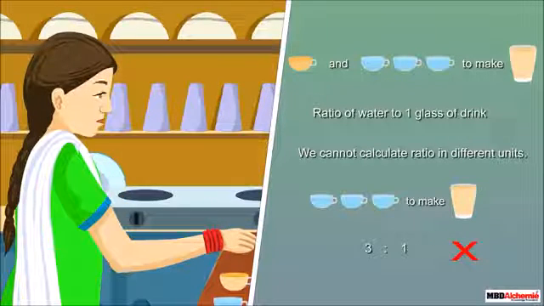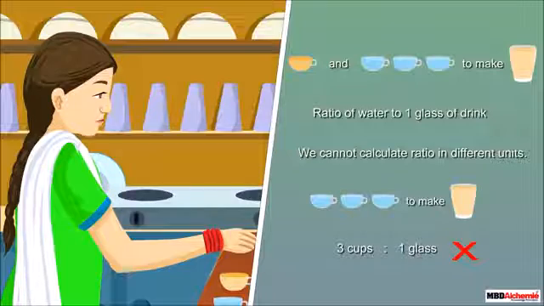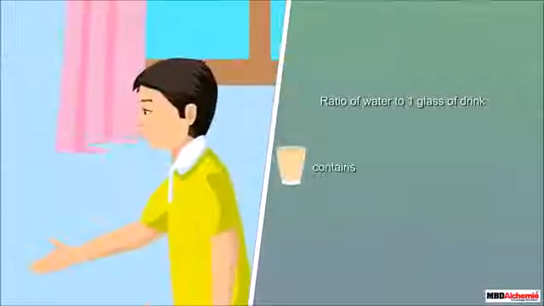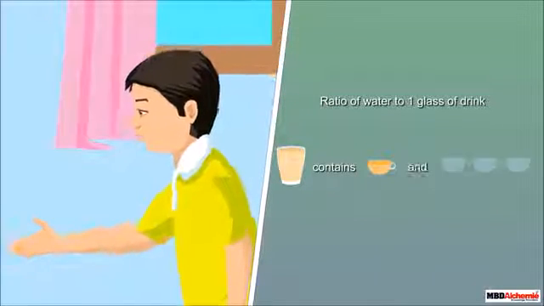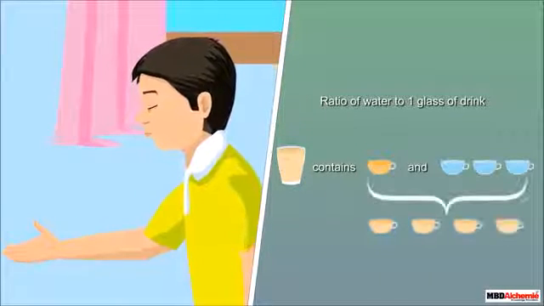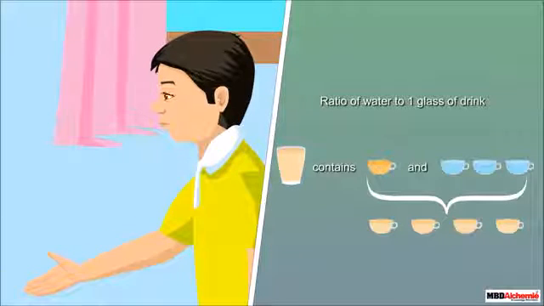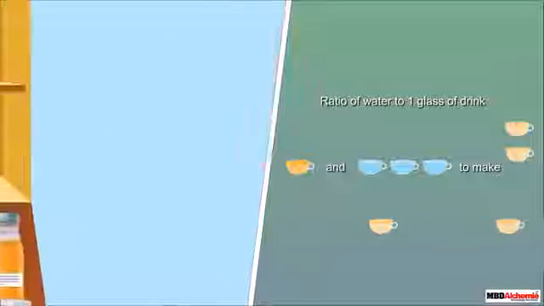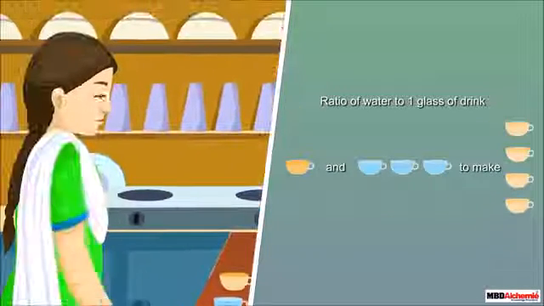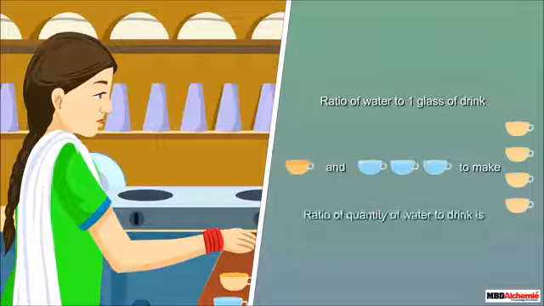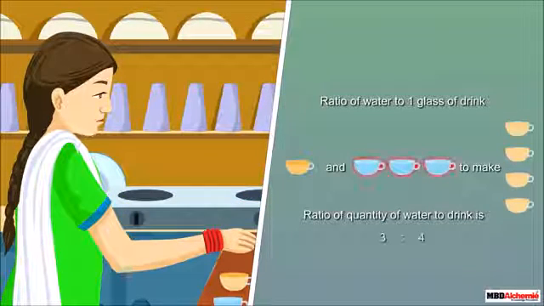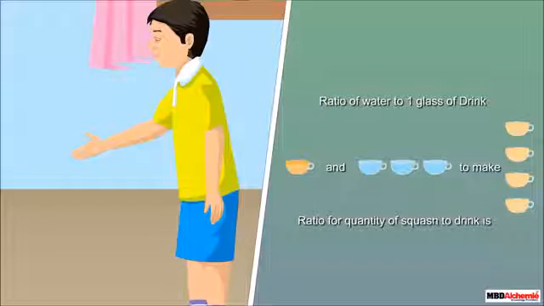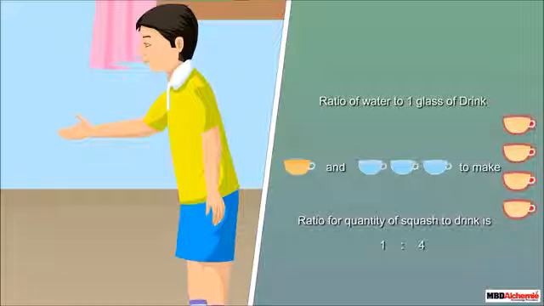Here, the unit for water is 3 cups. Then we have to use the same unit for the drink also. 1 glass of drink contains 1 cup of squash and 3 cups of water. That is, 4 cups are poured into 1 glass to make 1 drink. Yes, that is why the ratio of quantity of water to drink is 3:4. And for quantity of squash to drink, it becomes 1:4.